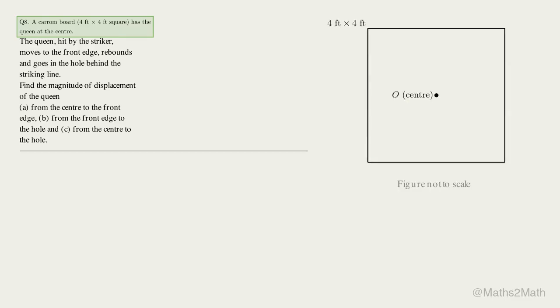Question 8, the carom board. A 4-foot by 4-foot square board has the queen at the center. The queen moves to the front edge, rebounds, and goes into the hole behind the striking line. We need her displacement: center to edge, edge to hole, and center to hole. What does this mean? A reflection problem. Equal angles at the edge fix where she strikes it.